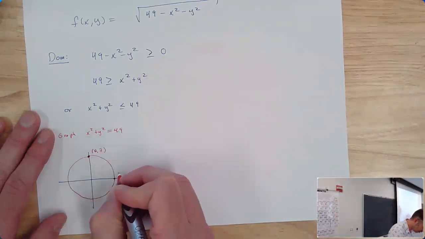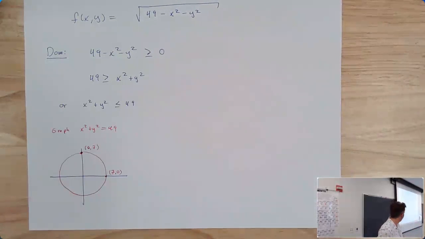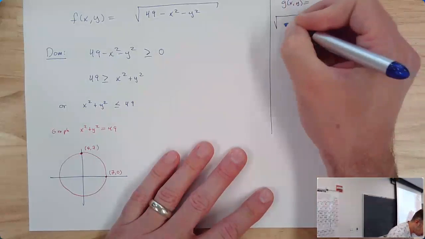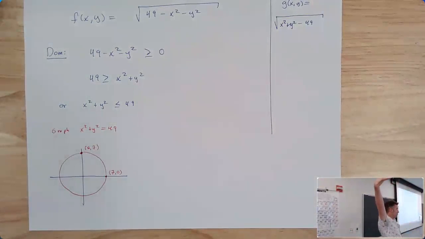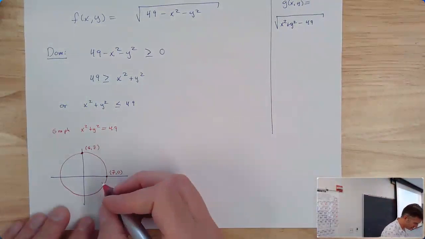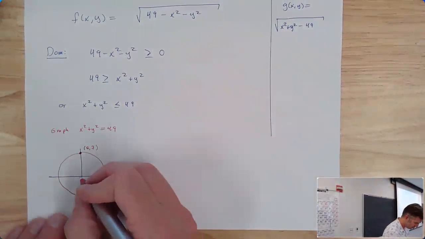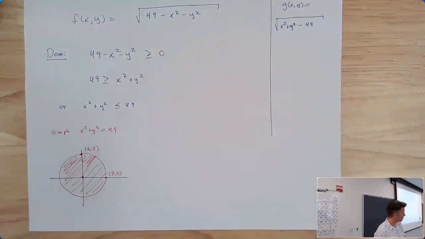Label a couple points just for fun. Okay. Do I want the outside or the inside? It's not always going to be the inside. You need to check every time, because someone might another day give you this question instead. They might say g of x y equals the square root of x squared plus y squared minus 49. And that's going to have the outside domain, whereas this one definitely has the inside domain. If I test 0, 0 again, it definitely satisfies this inequality. So everything on the inside. There's my domain.